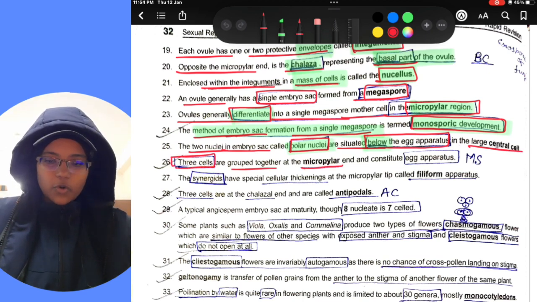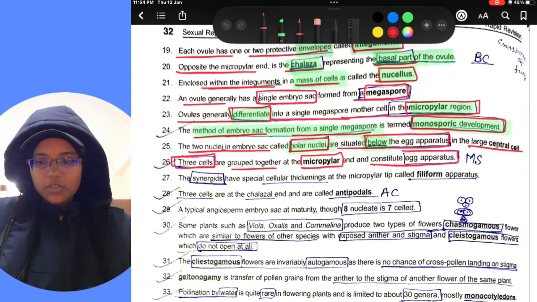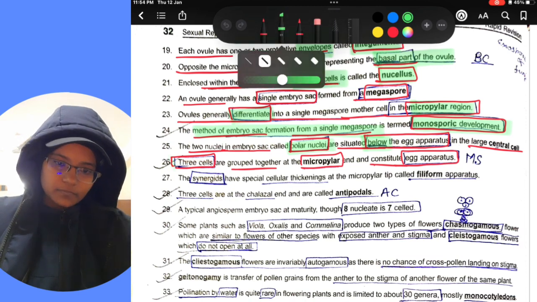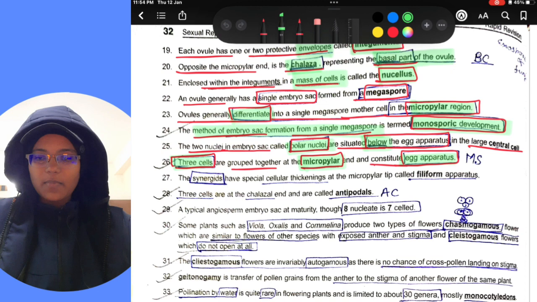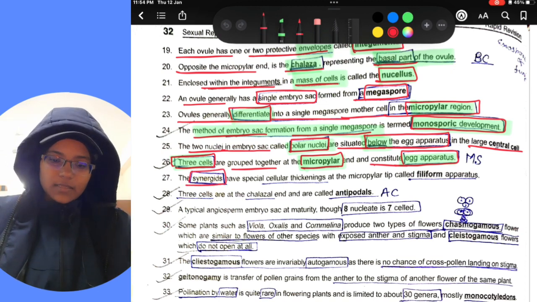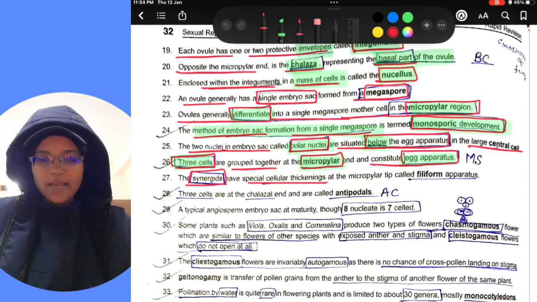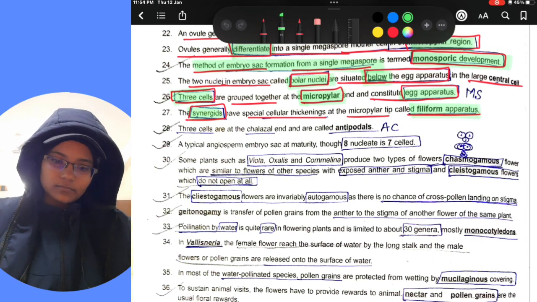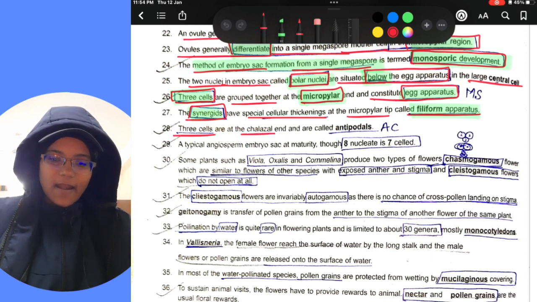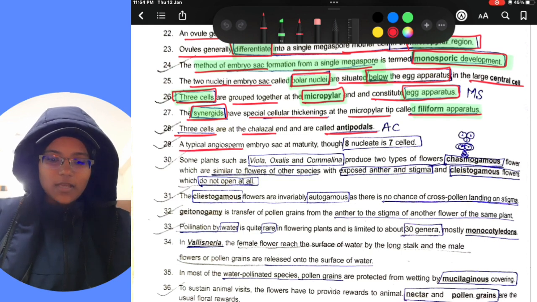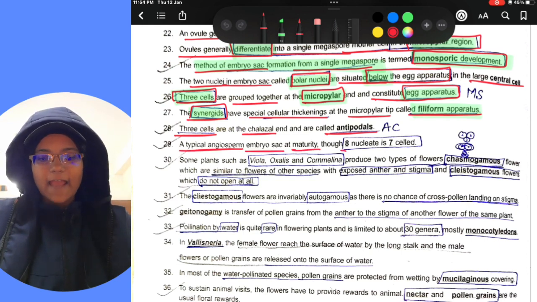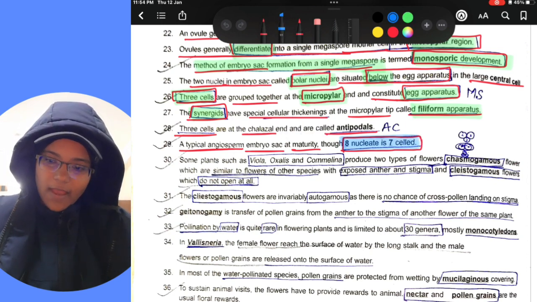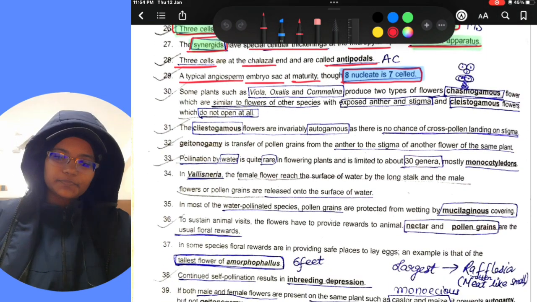Three cells are grouped together at the micropylar end and constitute the egg apparatus. The synergids have special cellular thickenings at the micropylar tip called the filiform apparatus. Three cells are at the chalazal end and are called antipodals. A typical angiosperm embryo sac at maturity is 8-nucleate and 7-celled. You have to learn this fact.